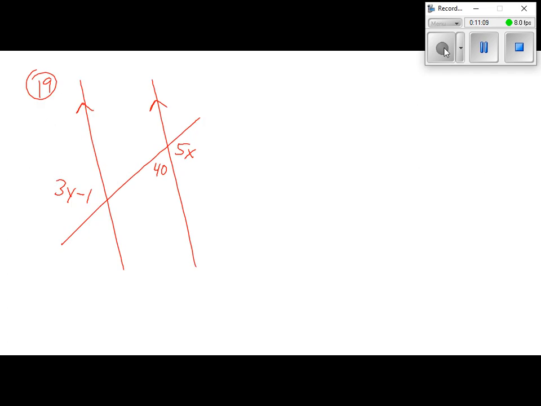Number 19, they give us a picture, it looks like this. They tell us that these two lines are parallel to each other. This is our transversal. Many different equations you can set up on this. The first thing that catches my eye is these two angles right here. I know that those two angles together have to add up to be 180. So 5x plus 40 has to equal 180, and I'm going to solve that.